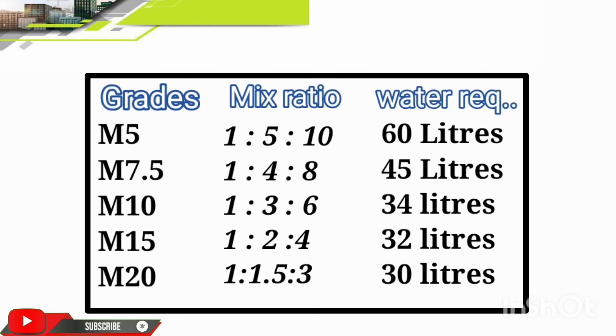Okay, so what will be the water requirement for M5 grade, M7.5, M10, M15 and also for M20? For M5 grade, the water requirement will be 60 liters. For M7.5, 45, then 34, then 32, then 30.